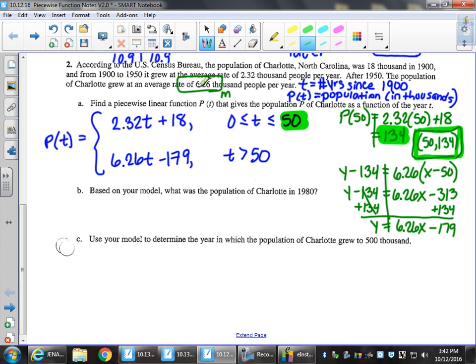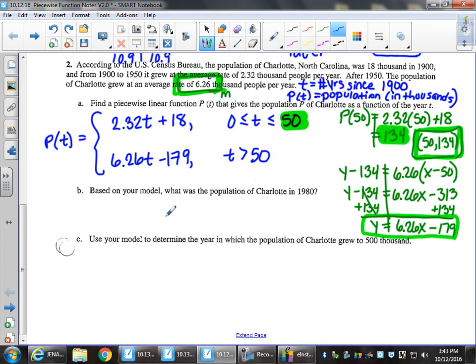We take that ordered pair and the rate of change, the slope for the next piece, we substitute this m value and this x1, y1 value into point slope form and solve. What we get as our answer will be the exact expression. I literally took my answer here, 6.26x minus 179, and I wrote it right here. This expression is for all years after 1950. So 1950 is represented by 50. So all years after 1950 would be t greater than 50.